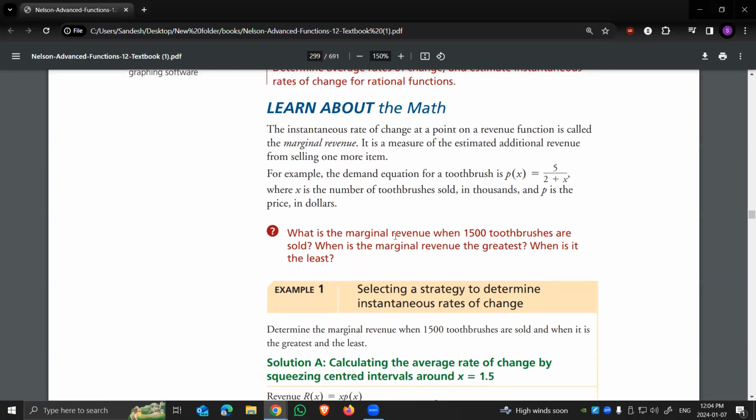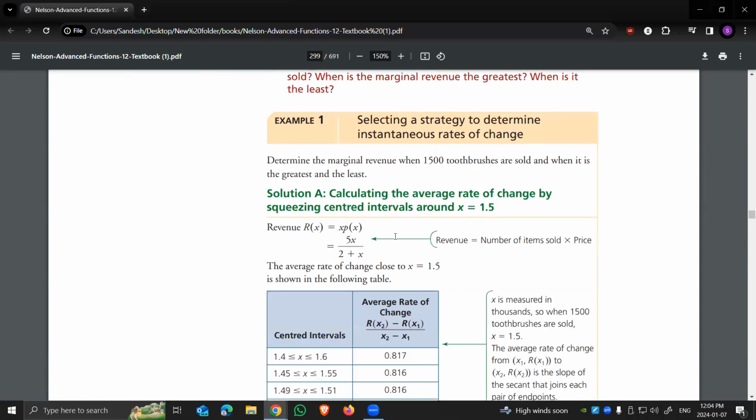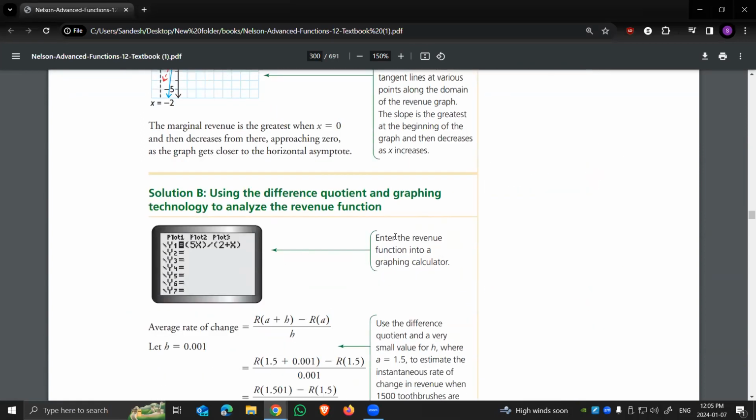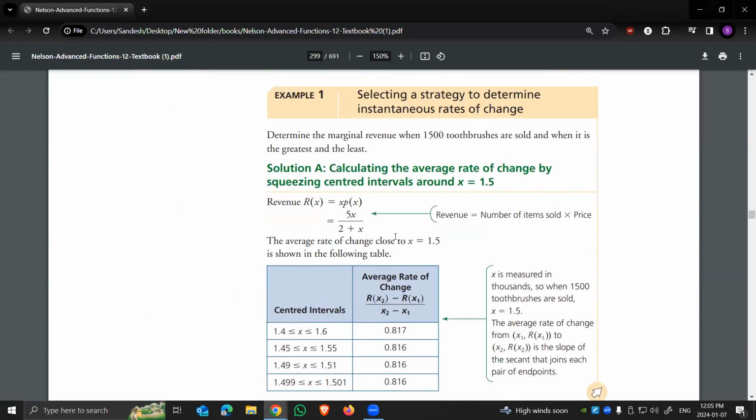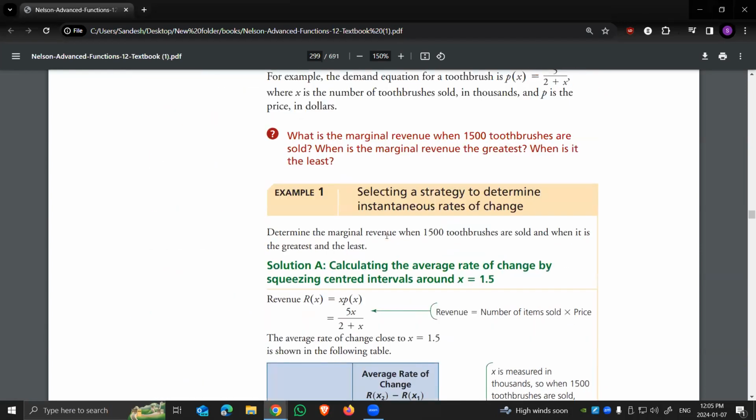So here we're not going to focus much on how they came up with the equation, but we will try and do the same thing that we did before. So let's see.